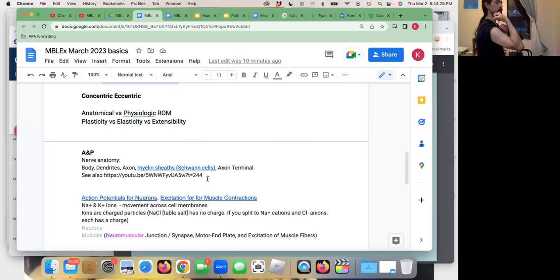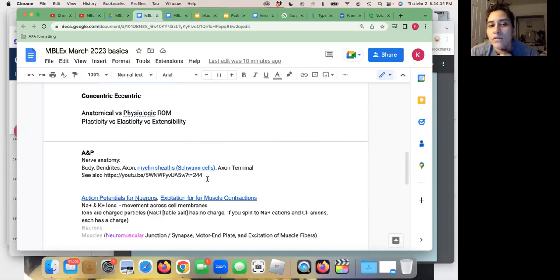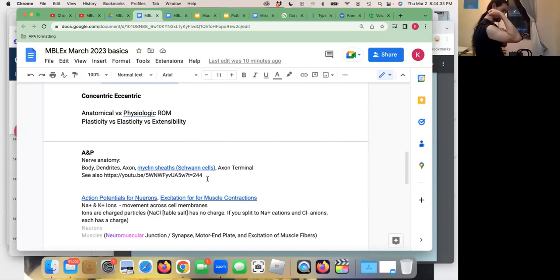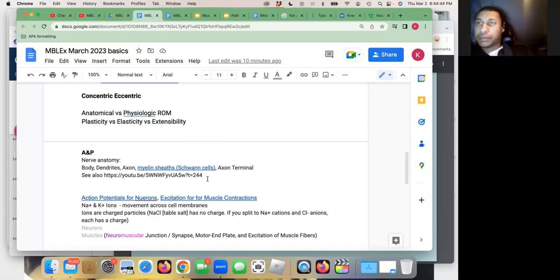And next question, the prime mover is also called what? The agonist or the antagonist? The agonist. That's correct. And which one is the antagonist? The tricep, lateral deltoid, or the forearm extensors? Which one is antagonizing the bicep? The tricep. That's correct.